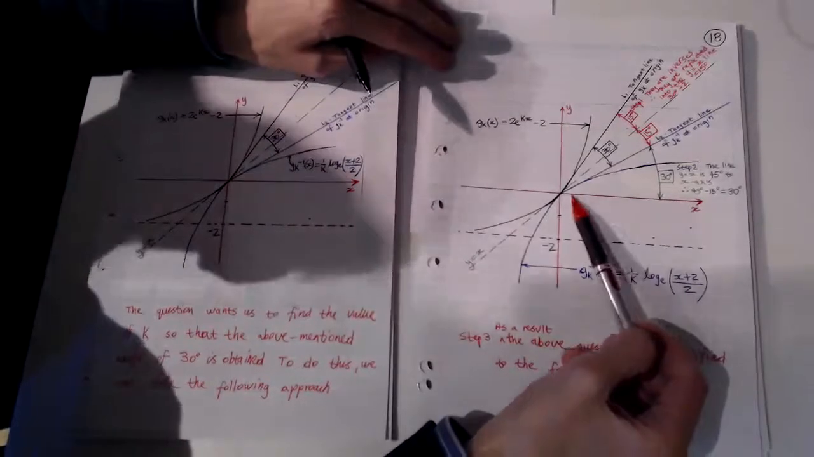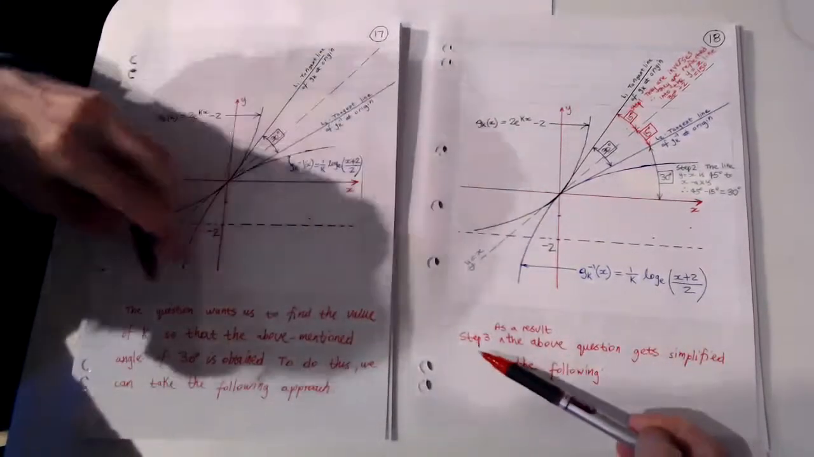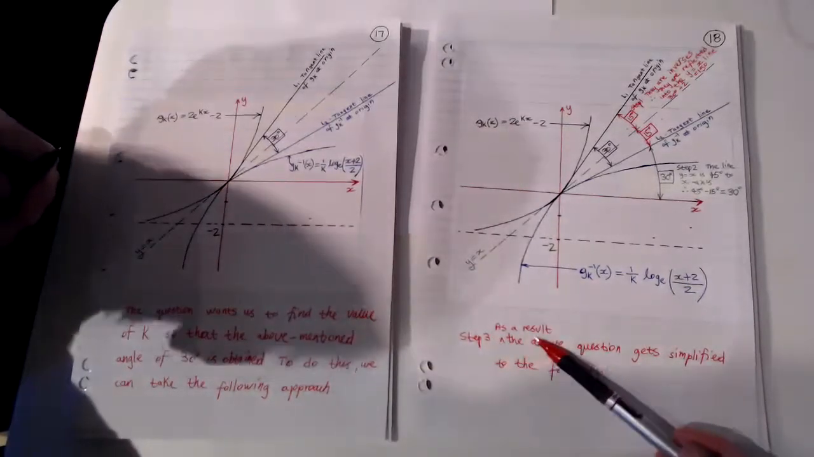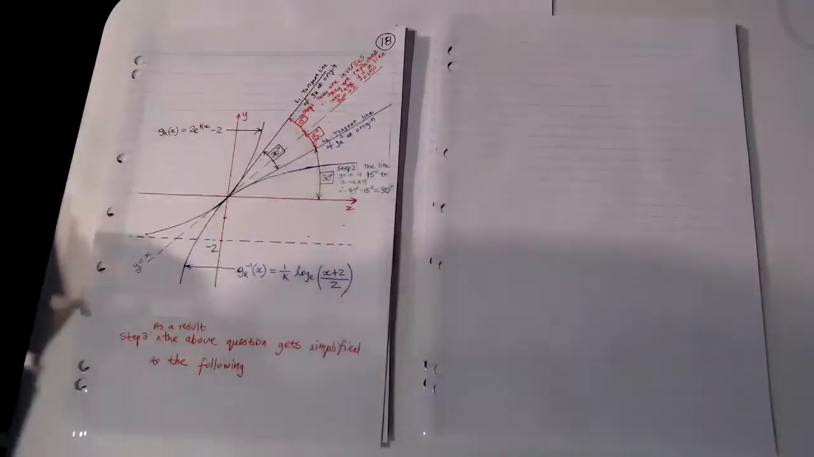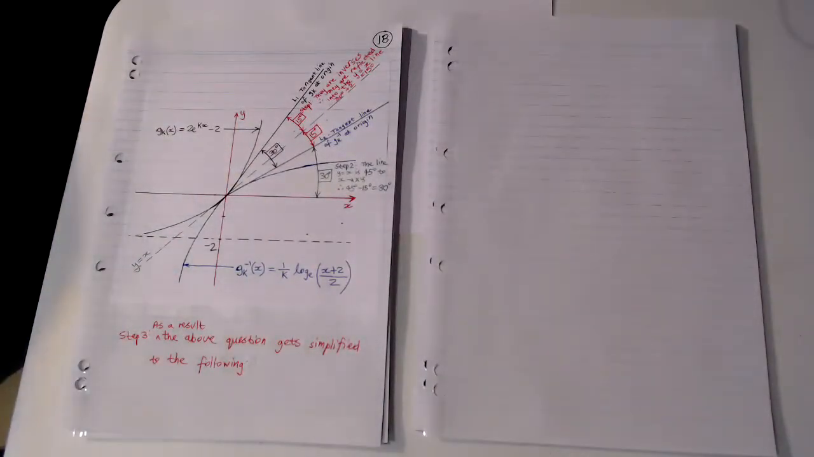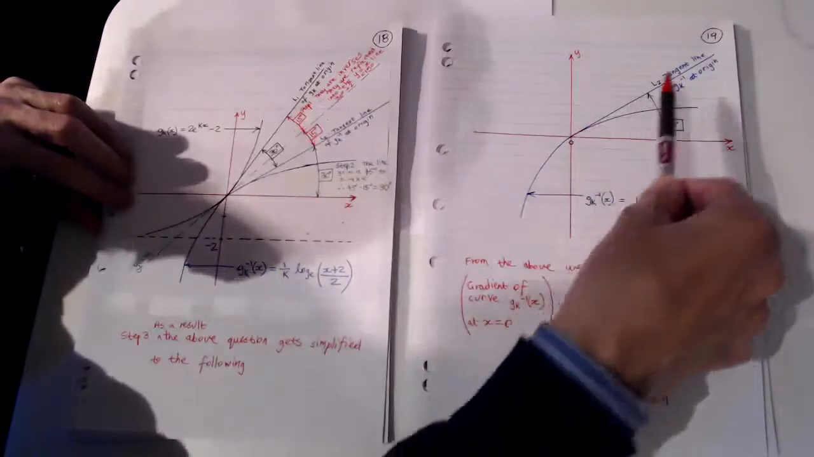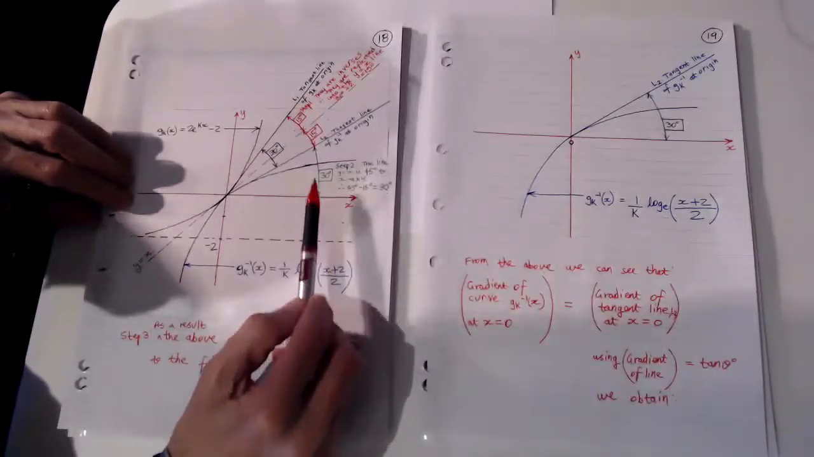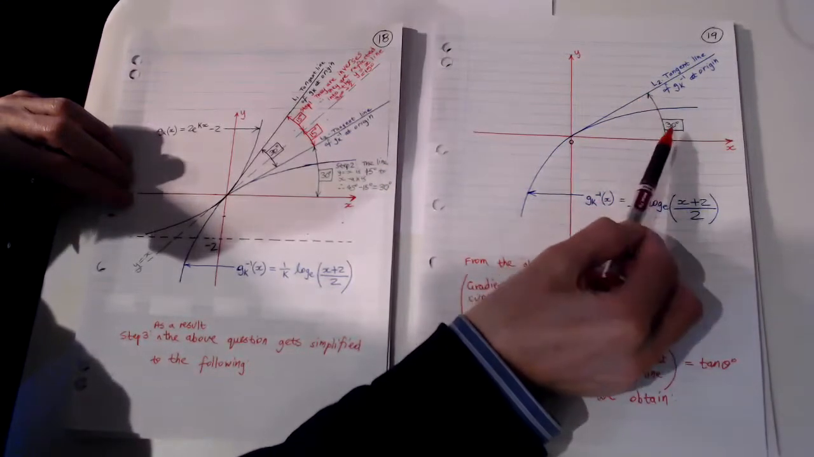So the angle between the x direction of the x-axis and the line L2 would be 30 degrees. And like I say here, step 3, as a result, the above question gets simplified to the following. So as a result of these last couple of observations, we can simplify the question to the following. We can just look at the blue curve, which is the G sub k inverse function, and the blue tangent line L2. We know that the angle between the x-axis and the blue tangent line is 30 degrees. So the angle between the x-axis and the blue tangent line is 30 degrees.